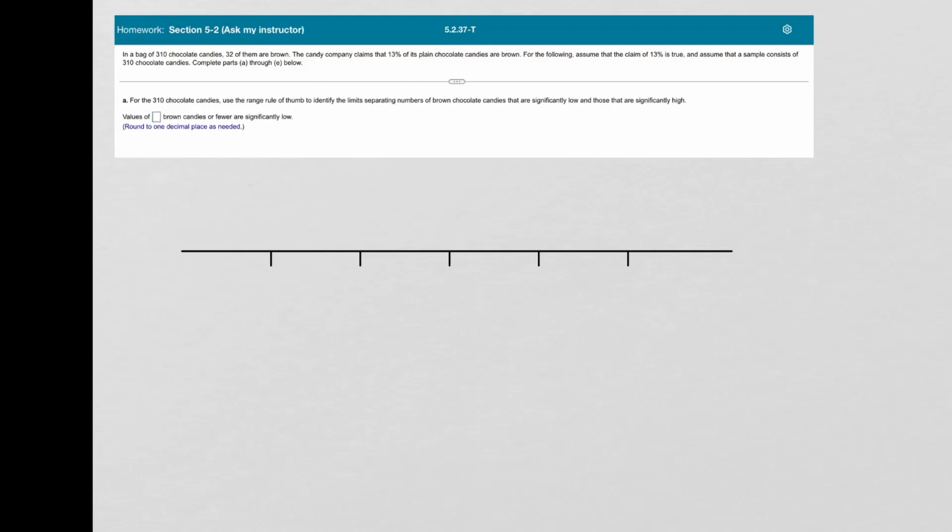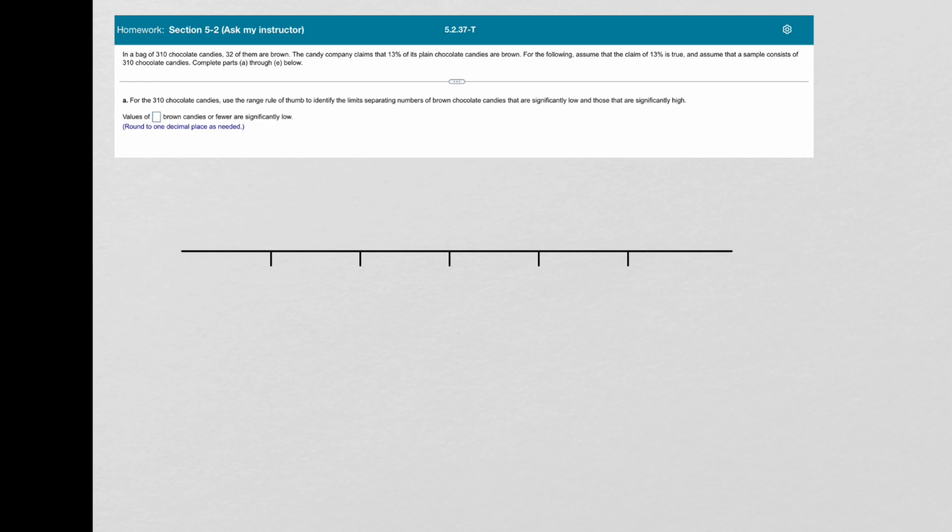In this problem, it says that we have a bag of 310 chocolate candies and 32 of them are brown. The candy company claims that 13% of the plain chocolate candies are brown. So we want to use the range rule of thumb to identify the limits separating numbers of brown chocolate candies that are significantly low and those that are significantly high.